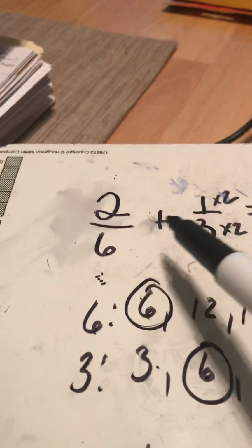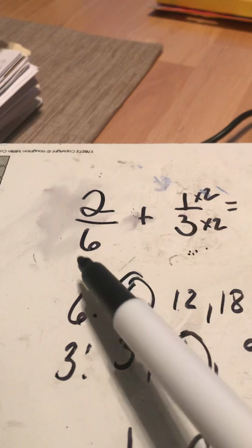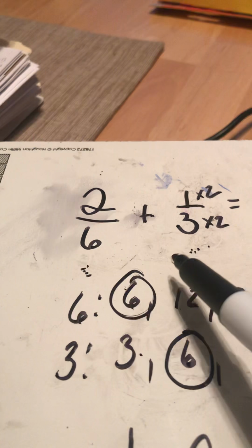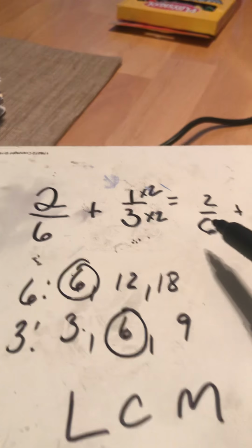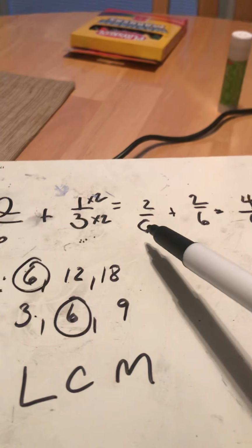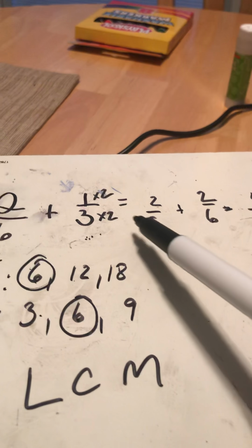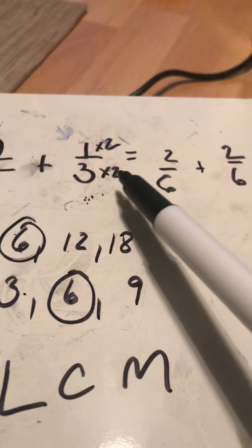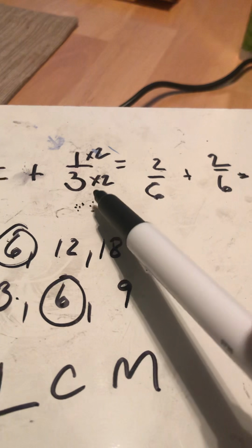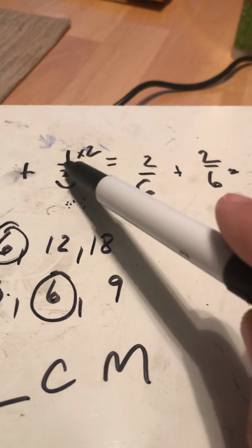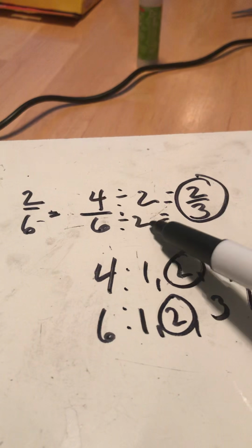So we went up here and we said we have to turn both of these denominators into 6. And guess what? This one was already a 6, so we didn't have to do anything. We brought it right over here. And then we said, well, we've got to turn this 3 into a 6. So what do I multiply 3 by to get 6? I multiply it by 2. Whatever I do to the bottom, I have to do to the top. So this is how we get that 2/6. When we added it together, we got 4/6.